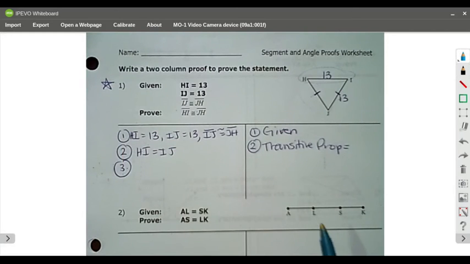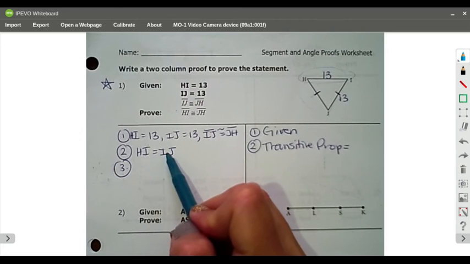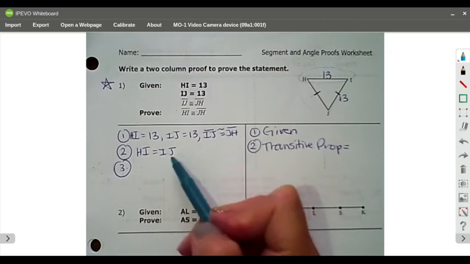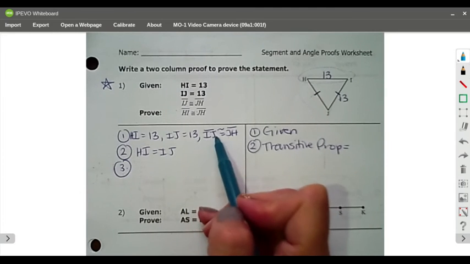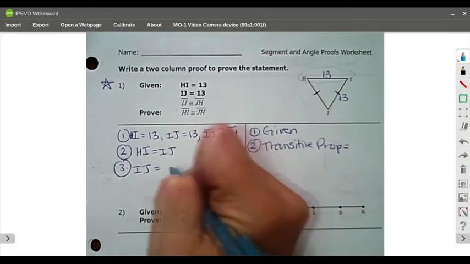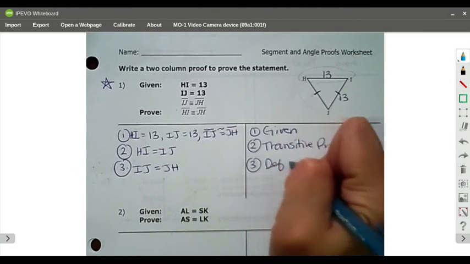Okay. Since I have HI and IJ in the measure form and IJ and JH in the congruence form, you can't mix the two. So I'm going to switch this to the measure form so that everything is in the measure form. So IJ equals JH. That's definition of congruent segments.